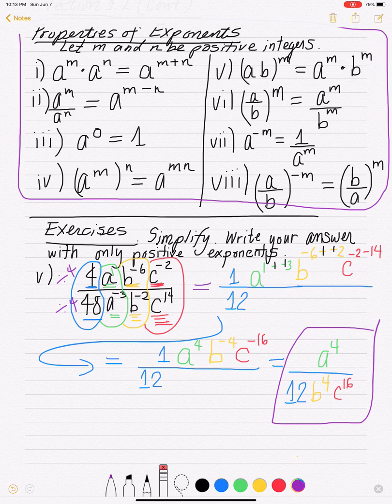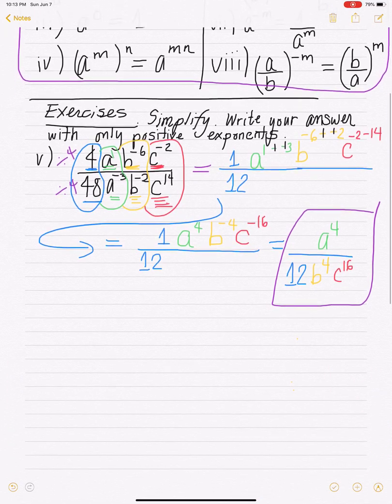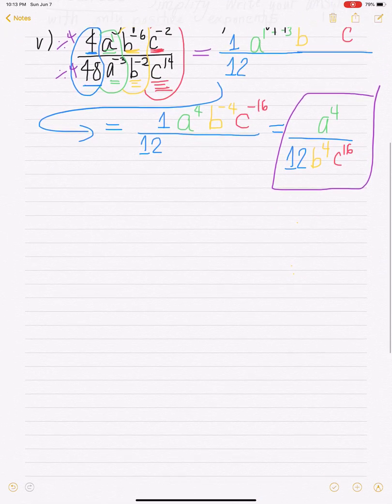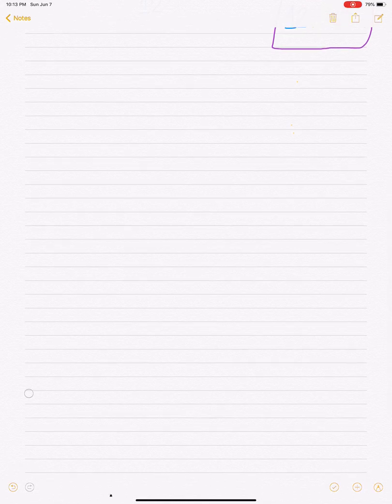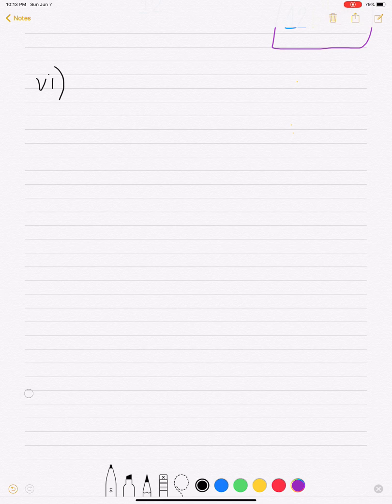All right, so let's do yet one more interesting complex example. How about a number 6? All right, here we go. This one is a little more complex than the others. How about 20 a to the 4th, c to the negative 3rd? That's going to be on top of a fraction.